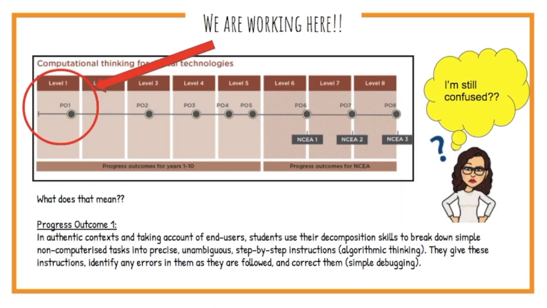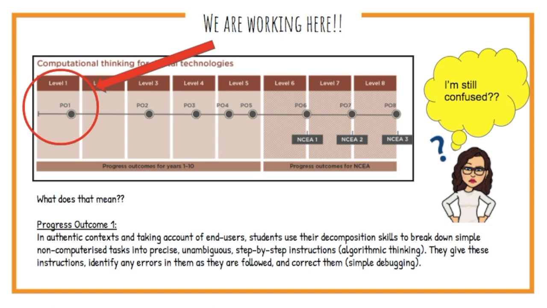So in a year 0 to 2 class, you would be working at progress outcome 1, which is there in the red circle. As the year levels go on, they move down into the different levels of the curriculum, progress outcome 2, etc. And for progress outcome 1, basically it's asking for students to, in authentic contexts and taking account of end users, use their decomposition skills to break down simple, non-computerized tasks into precise, unambiguous step-by-step instructions, algorithmic thinking. They give these instructions, identify any errors in them as they are followed, and correct them, simple debugging.